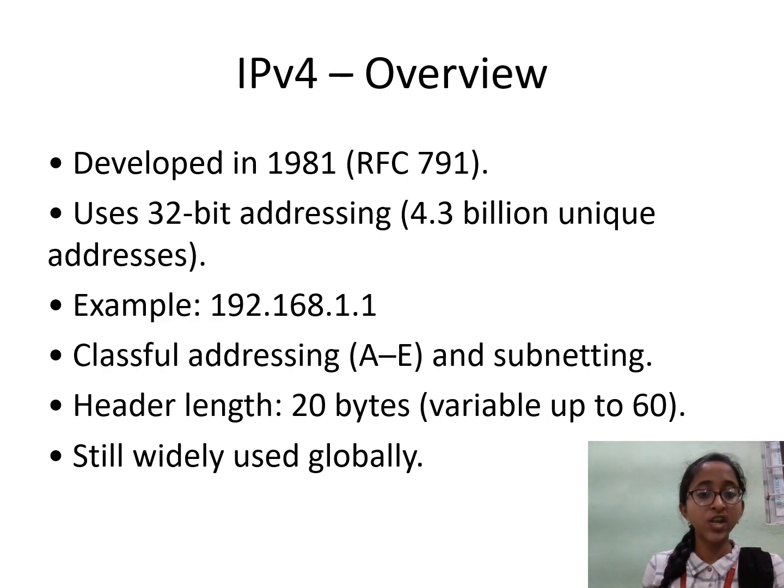IPv4 is the older version. It was introduced in 1981. It uses a 32-bit address, which means 4.3 billion unique addresses. Example: 192.168.1.1. It uses classful addressing. The header has 20 to 60 bytes depending on options, and it is still widely used globally.